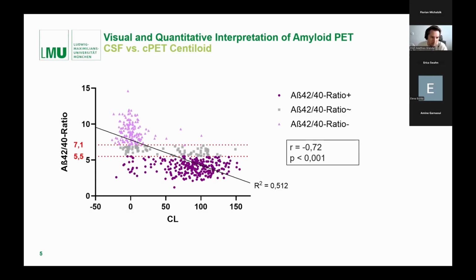And this accounts for both. This accounts for the CSF. So if you look here at this 5.5 to 7.1 borderline region, and also if you look at the centiloid values here in this intermediate range, there are still a lot of cases where you get not a clear result, so not a clear positive amyloid PET, and also not a clear negative amyloid PET. And I think here the quantification is of course very interesting and has also large additive value.